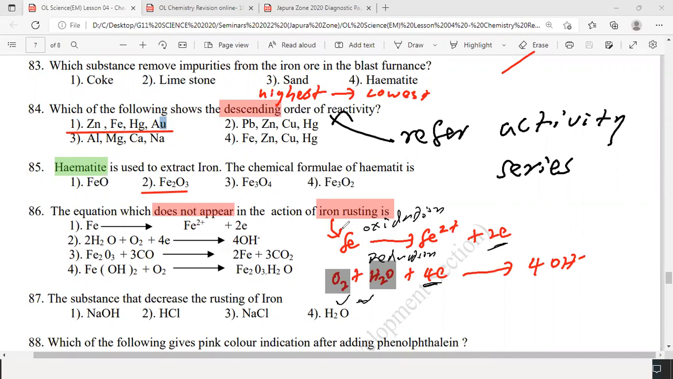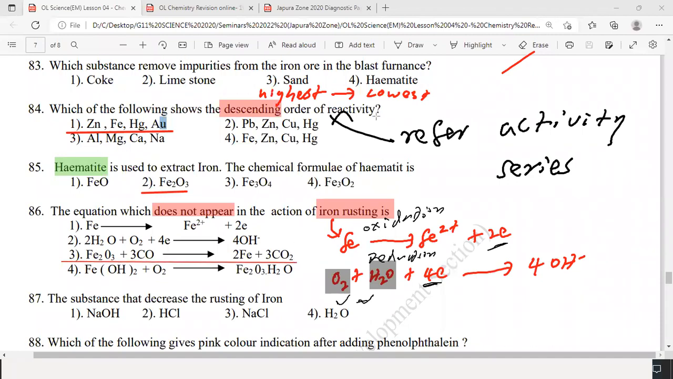Therefore, rusting is an electrochemical process. Corrosion is an electrochemical process. That's why it's taught under chemistry. Okay, understood? So, which reaction is not possible here? Very easy. The third reaction is related to the blast furnace. Look here, the third reaction is related to iron extraction in the blast furnace. That is not related to rusting.